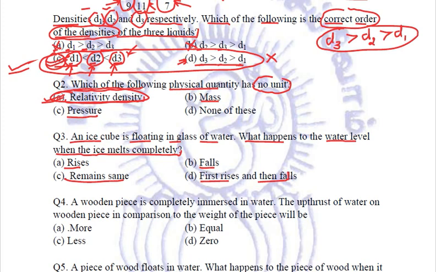Now the correct answer is that the water level is going to remain the same. Why? Because when the ice cube was floating in a glass of water, it was displacing water equal to the buoyant force. But when it melts, then in that case, that particular space that it was displacing will now be filled with water, and hence the water level will remain the same. Normally students write the answer to be A, that is, rises.